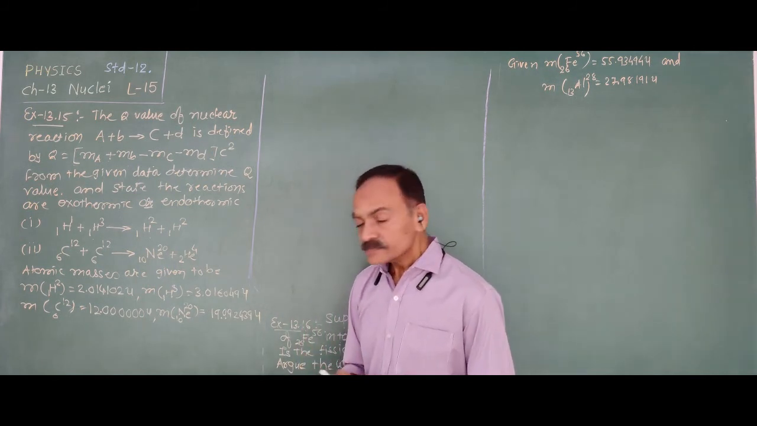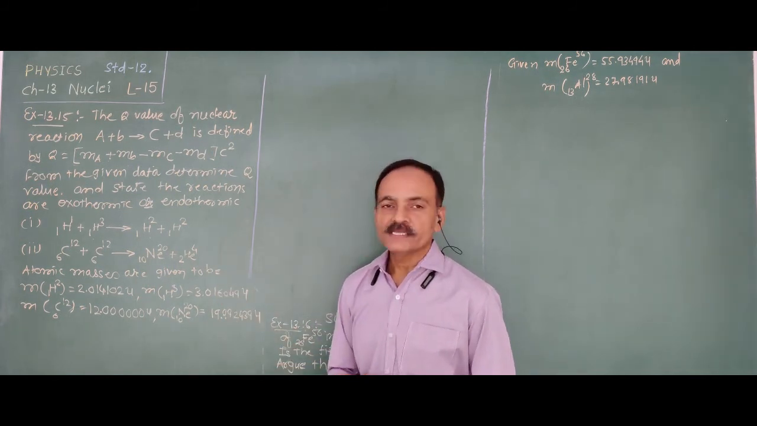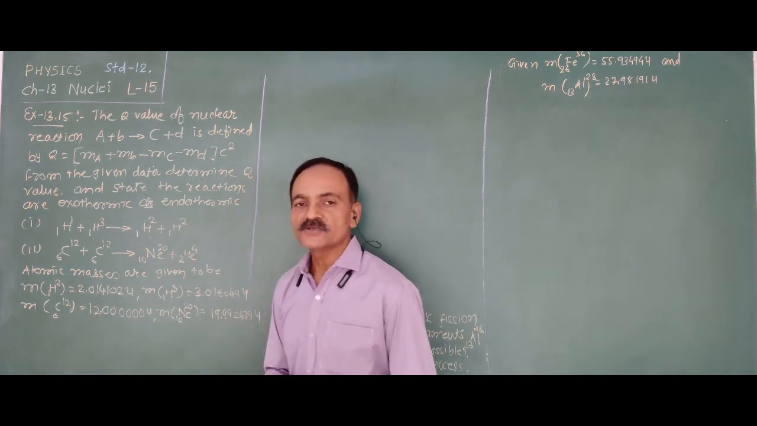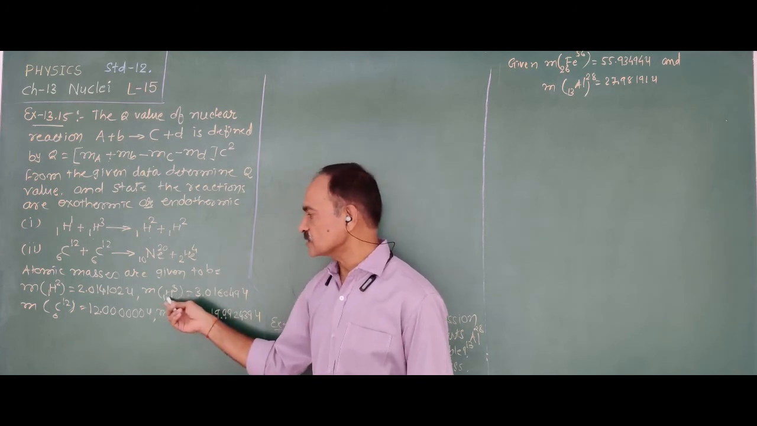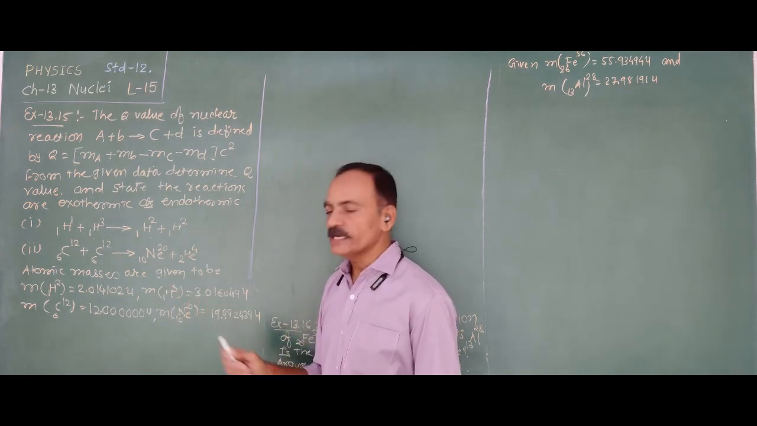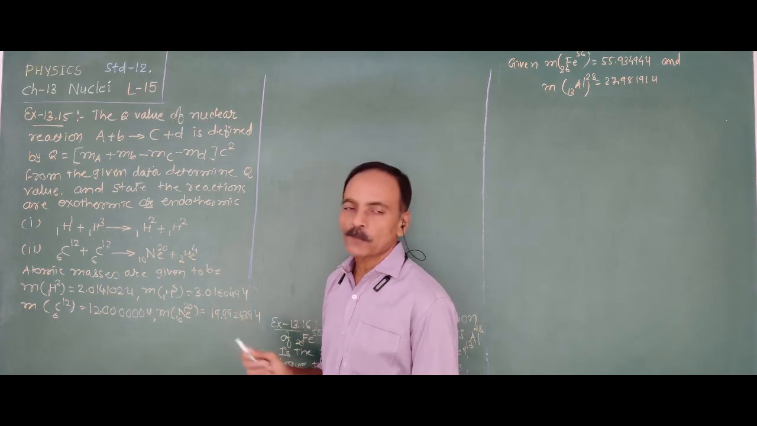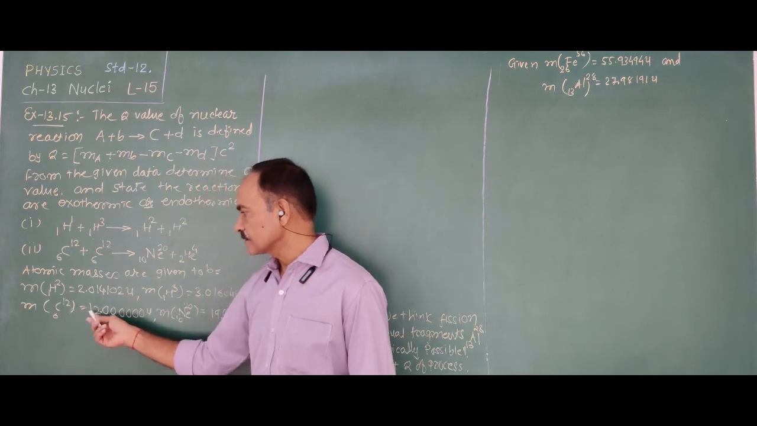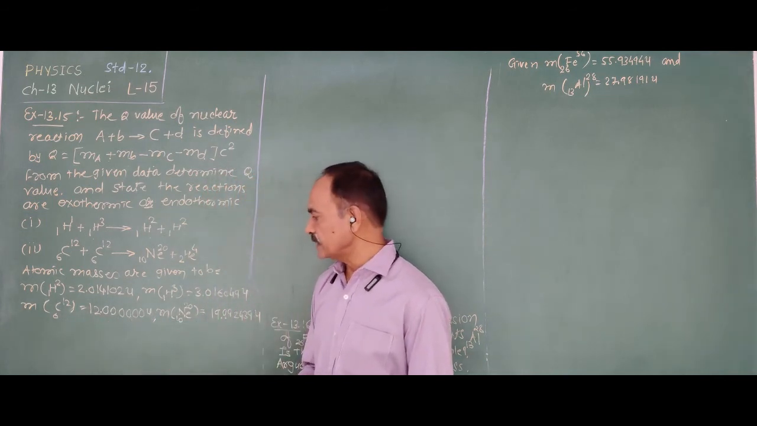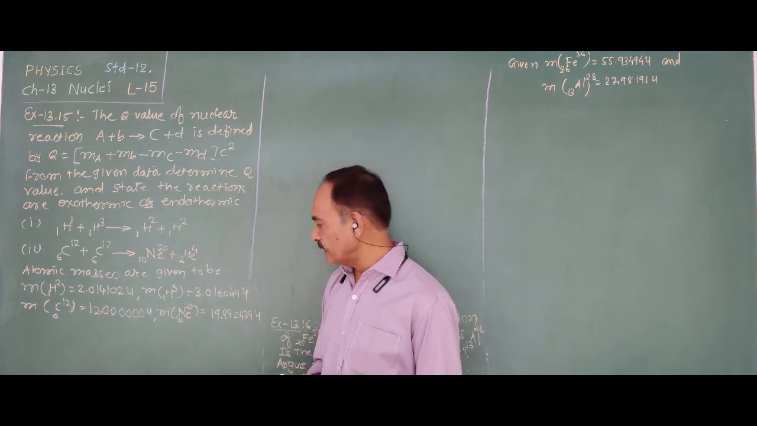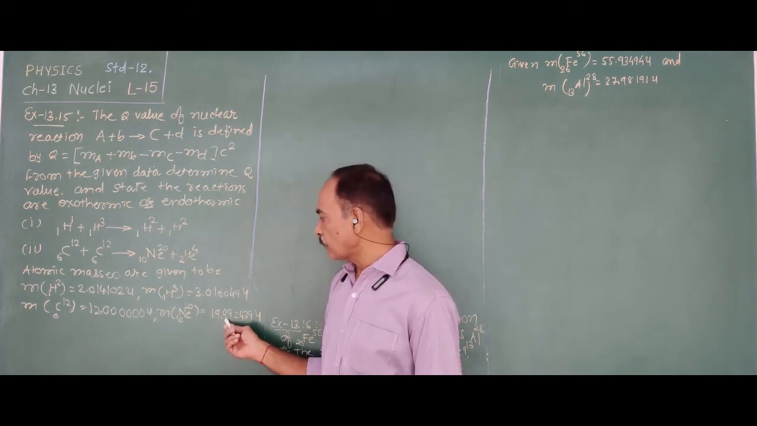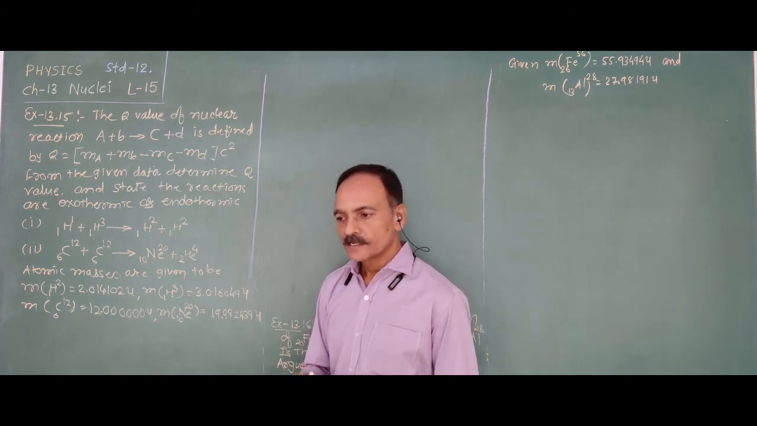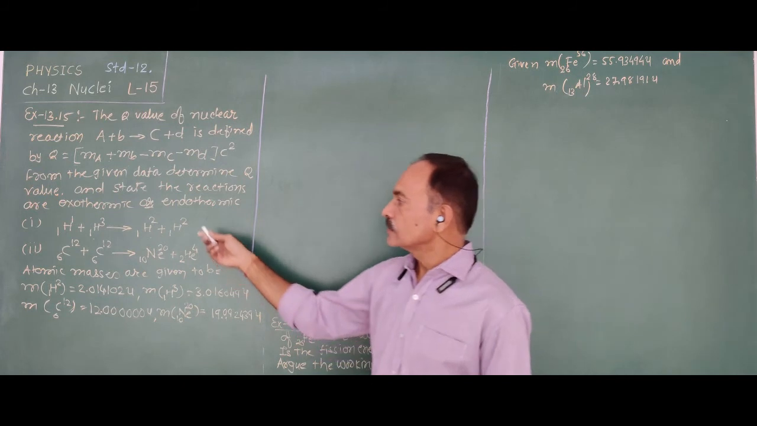Clear? Okay. Atomic masses are given to be: mass of 1H2 is 2.01410 atomic mass unit, and mass of 1H3 is 3.016049 atomic mass unit. Mass of carbon C6 12 is 12 atomic mass unit, and mass of neon 10 20 is 19.992439 atomic mass unit.